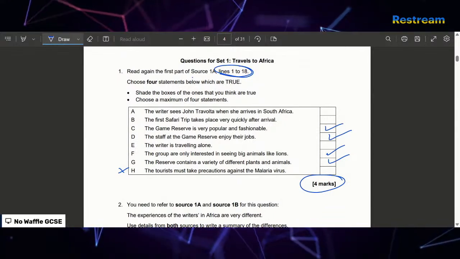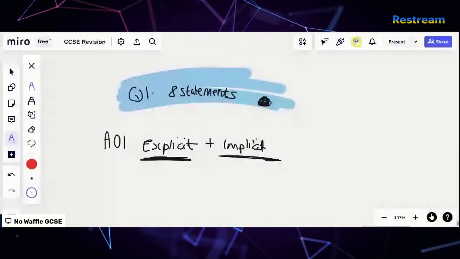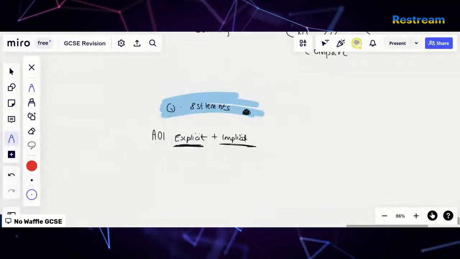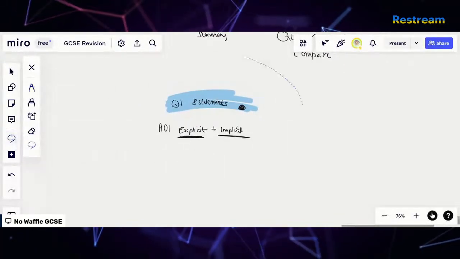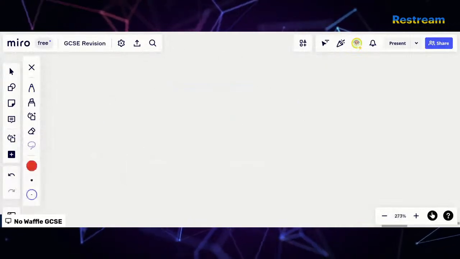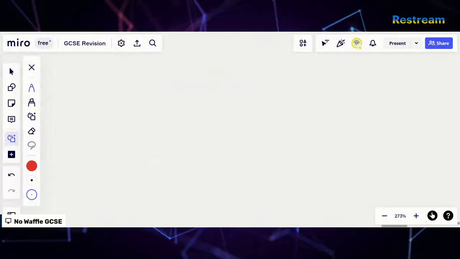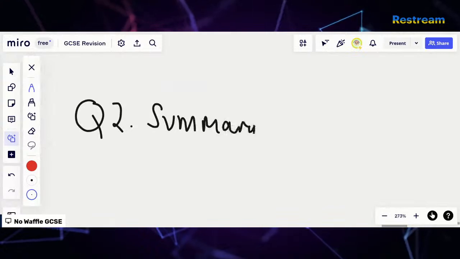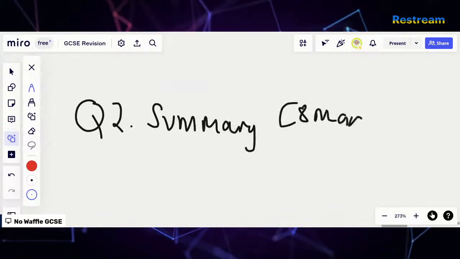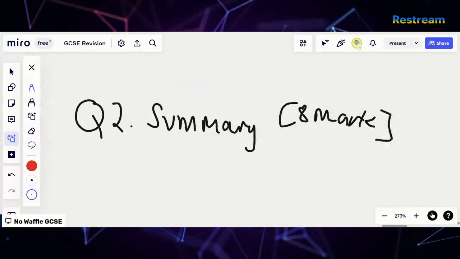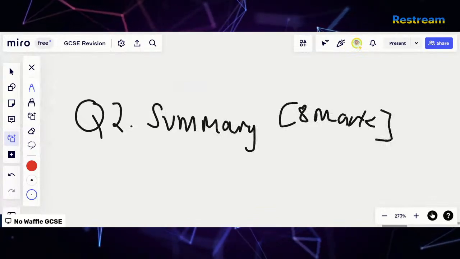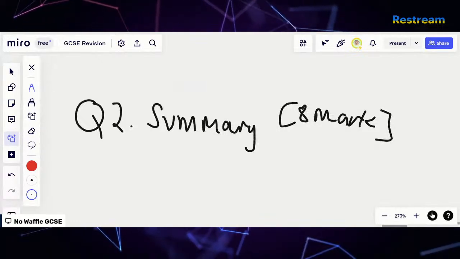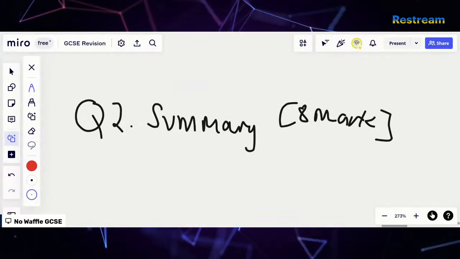Now let's look at question 2. So first of all, let's look at some information on question 2. So question 2, as we said, is the 8-mark summary question. Okay, so it will normally go like this. So let me show you back to the PDF, because that shows what a typical question 2 looks like. So it normally goes like this.